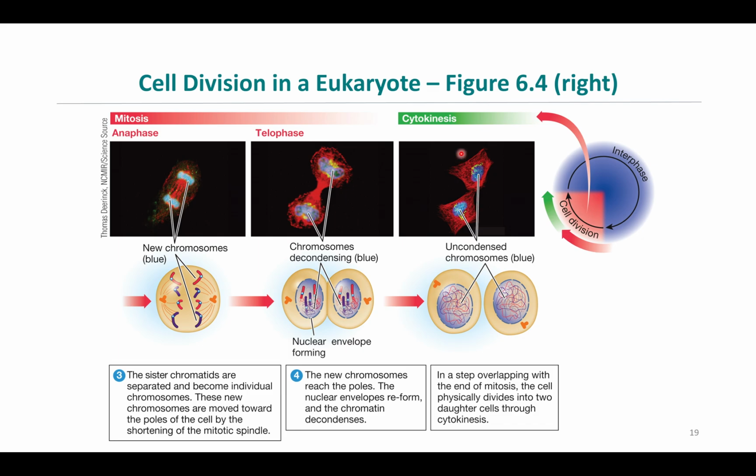Now in the cytokinesis, I mentioned that is the division of the cytoplasm. In the middle, a furrow forms, and the plasma membrane will merge into the cell, dividing the cell into two cells.